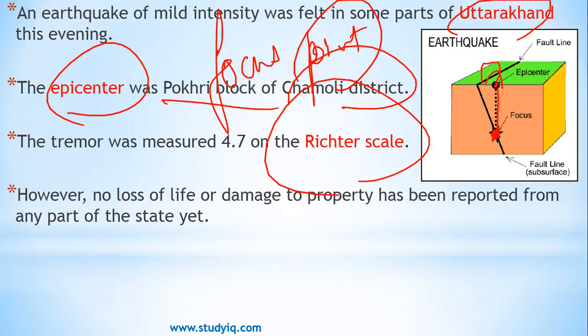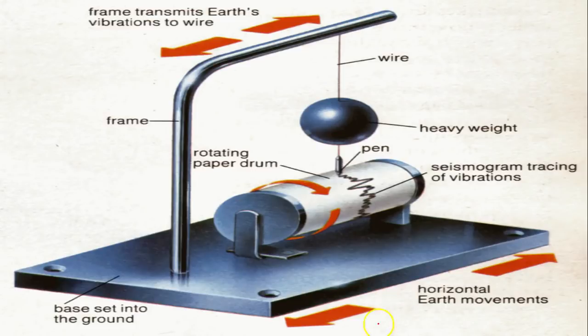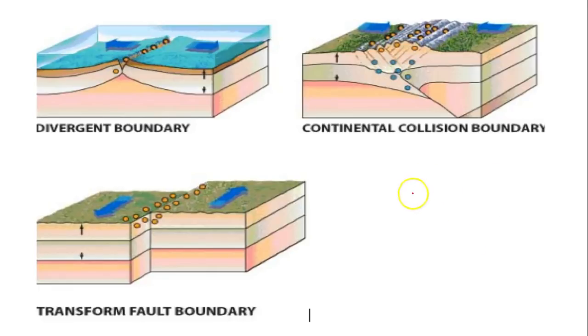This tremor was measured 4.7 on Richter scale. So this is the machine here that we call Richter scale. It is basically, this part is fixed with the ground, and you have this frame, and then you have this hanging wire and a pen. So whenever the earth will start shaking, a pen will note down this frequency on a paper, and from then you calculate this movement, and then you come to know the magnitude or the intensity of this earthquake.